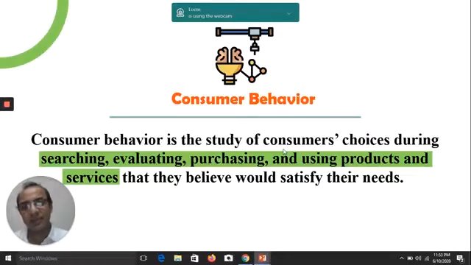So very simple. Consumer behavior consists of all activities, all our actions, reactions, thoughts, feelings, which are related to searching a product, evaluating a product, purchasing a product, and using a product. And we can add disposing of that product that we believe to satisfy our requirements. So this is what consumer behavior is according to Shipman, the textbook we are following here.